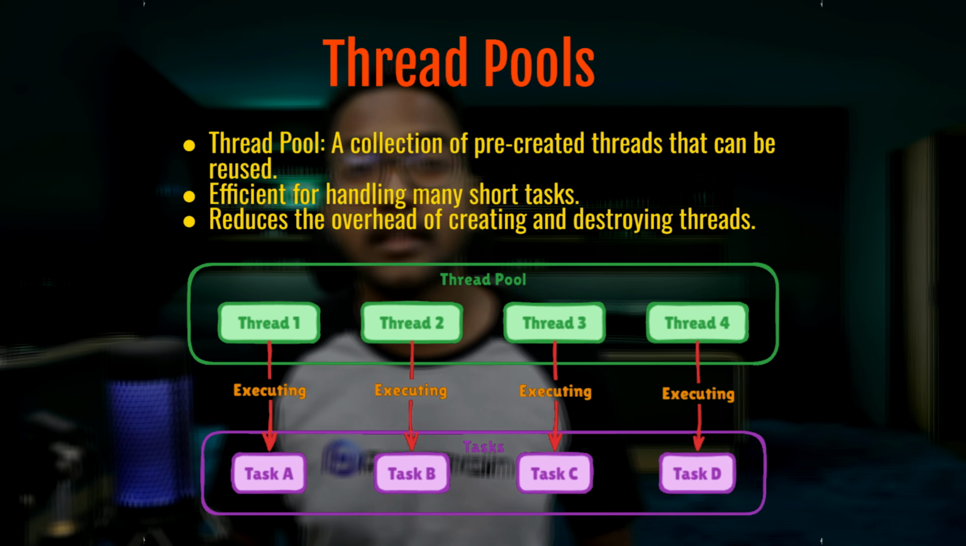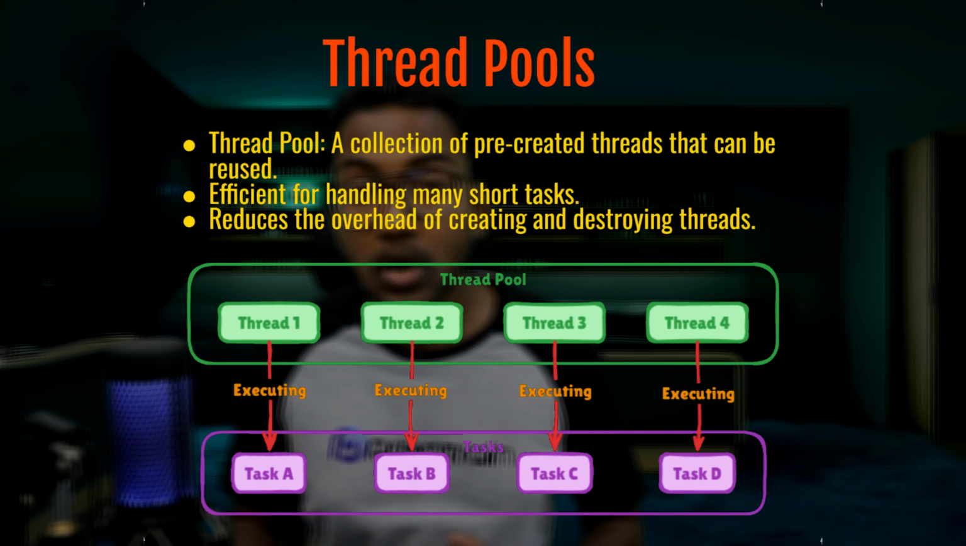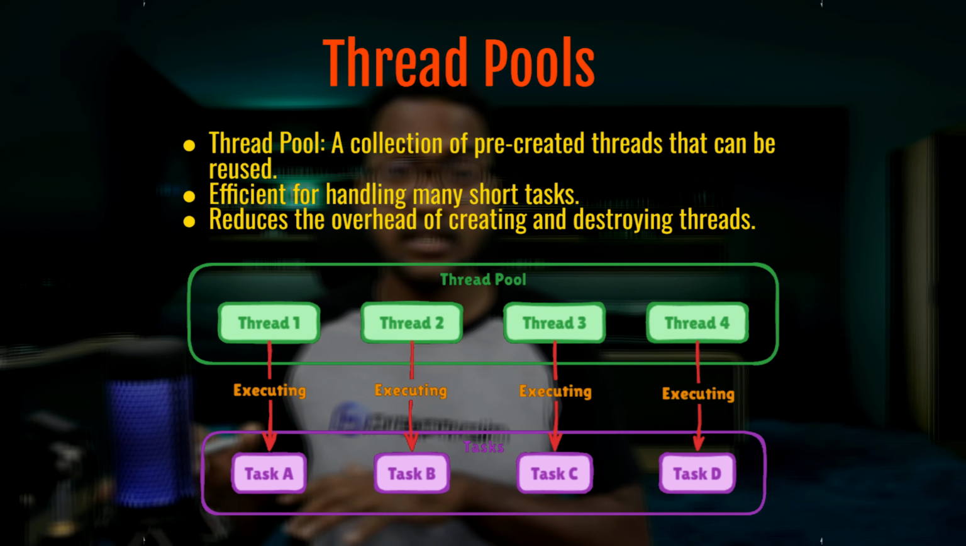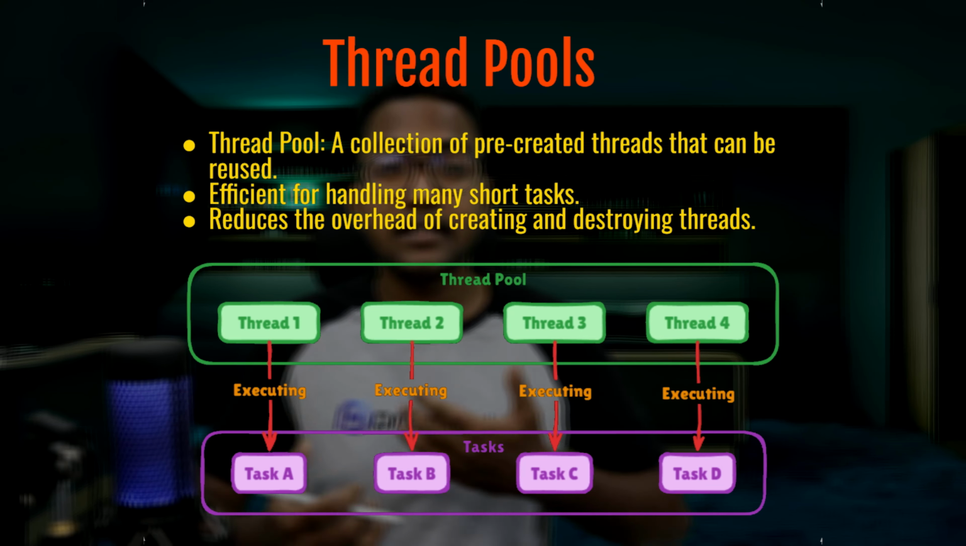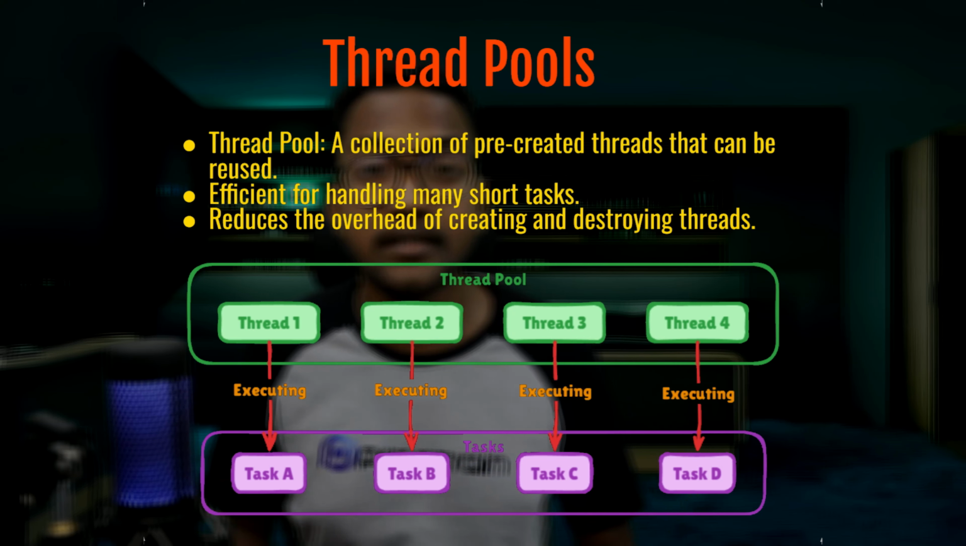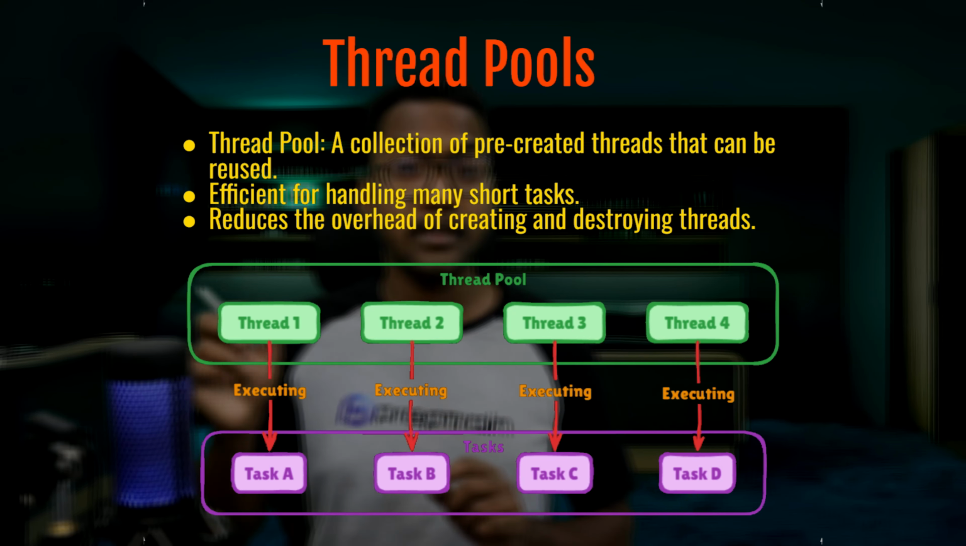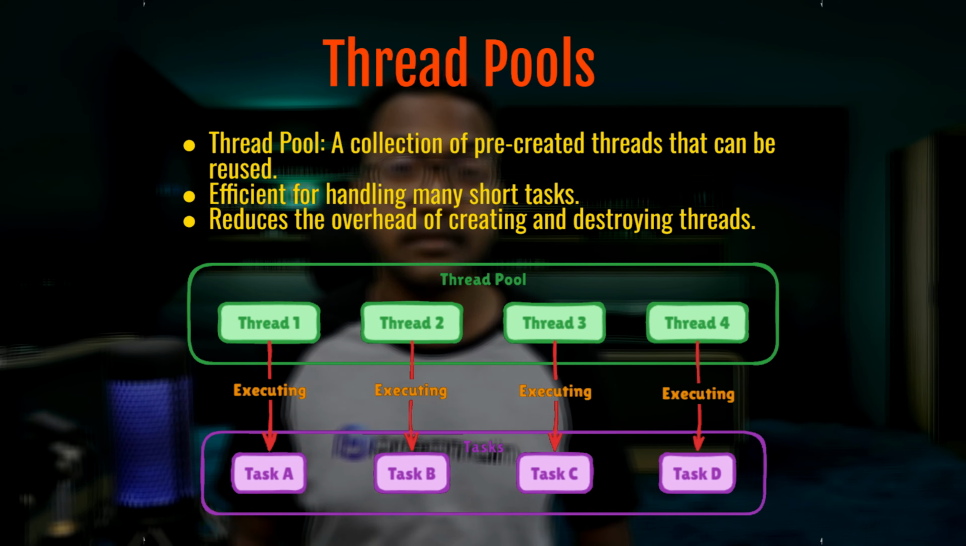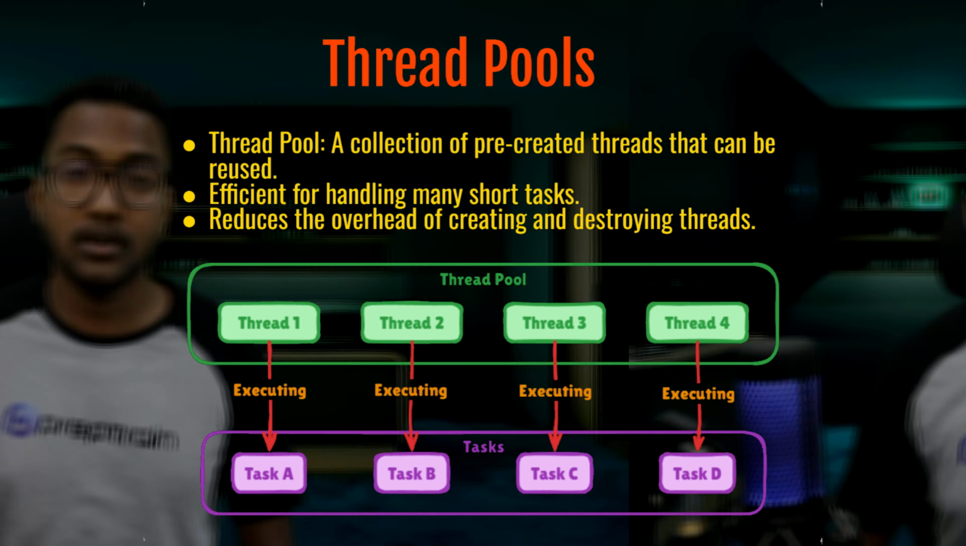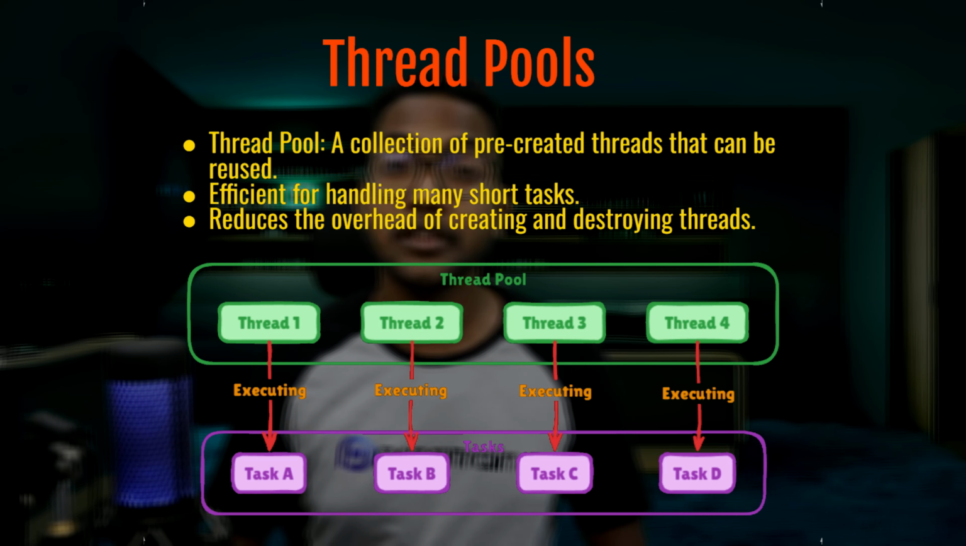In summary, thread pools are a powerful tool for managing multiple tasks efficiently. By reusing threads instead of creating new ones for every task, you can reduce overhead, improve performance, and prevent resource exhaustion. This is especially useful in applications like web servers or services that handle a high volume of short tasks. We have covered thread pools and how they improve efficiency.